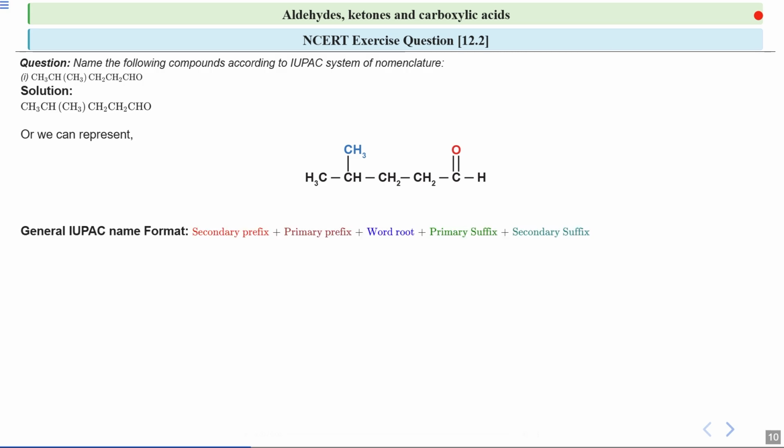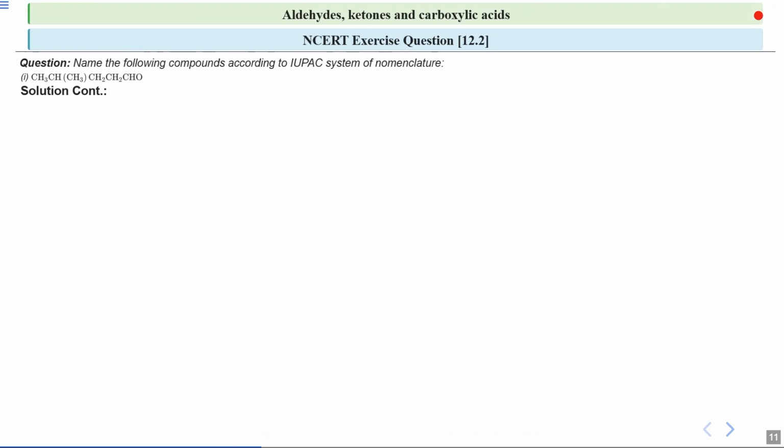Now let us see the general format for writing the IUPAC name. So the secondary prefix plus primary prefix plus word root plus primary suffix and then secondary suffix. So this is the general format of how we write a general IUPAC name. So now, by following this order, we will write the IUPAC name of this structure.